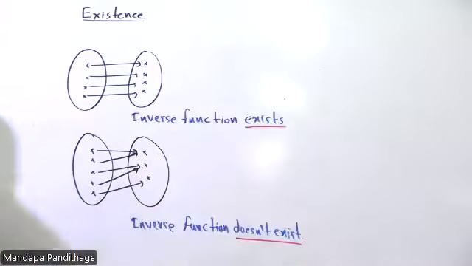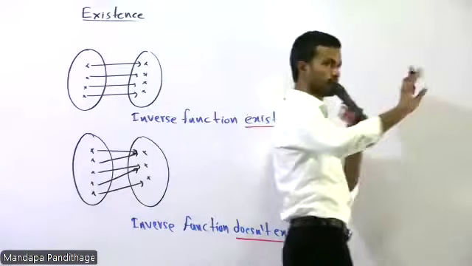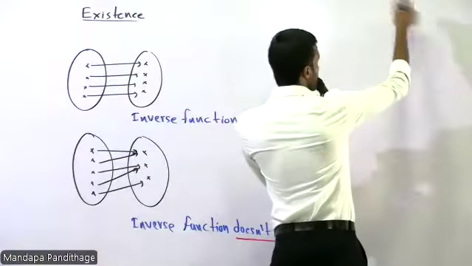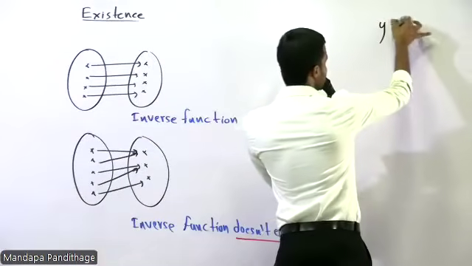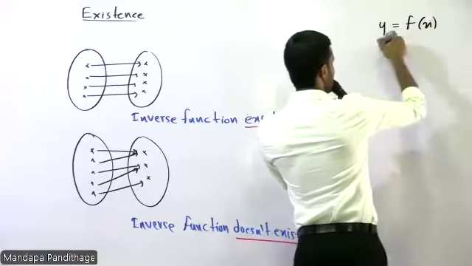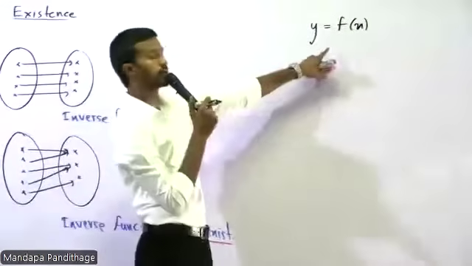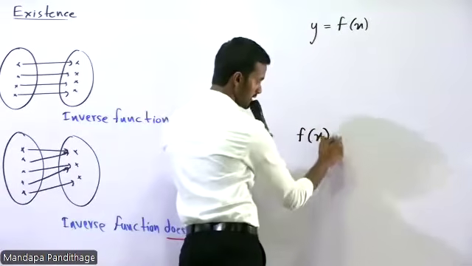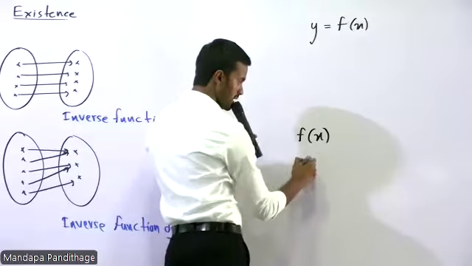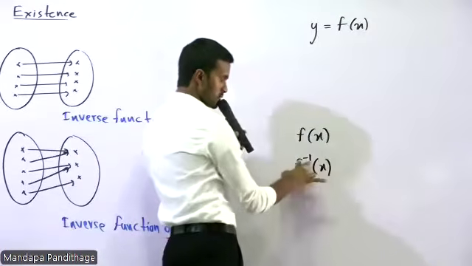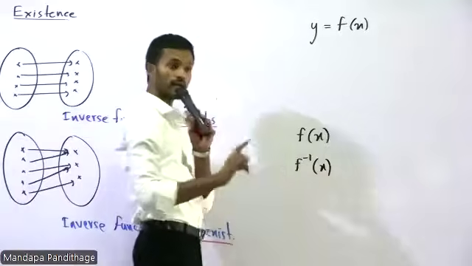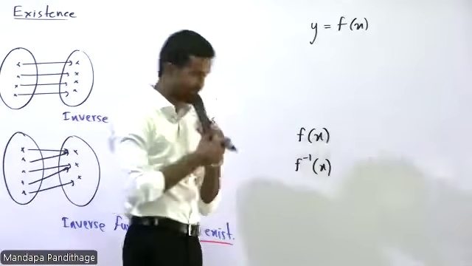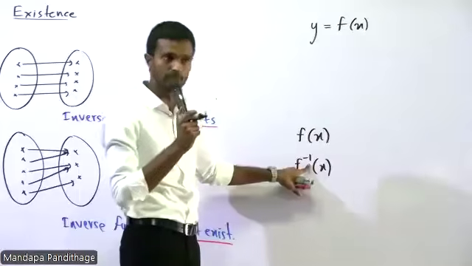So how to find the inverse function? This is the easiest part of inverse functions. Let's say y is equal to f(x). How do we denote an inverse function? If the function is f(x), the inverse is denoted by f inverse x. This is a minus 1, but it is not the minus 1 power.